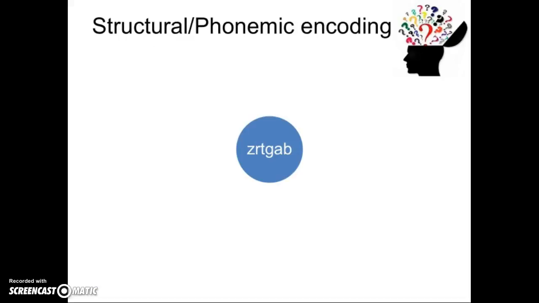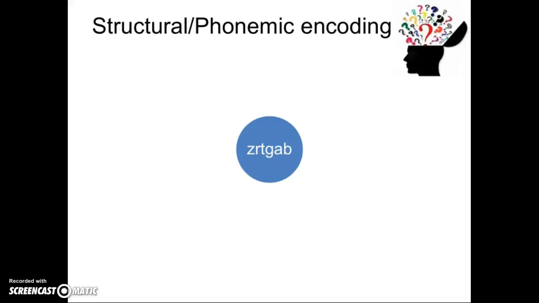So let's say this is a really important term that you need to learn in this psychology class. To structurally encode that term, I would focus on the letters and how it was spelled. Z, R, T, G, A, B. I could write those down in my notes. I could write them over and over again and rehearse them until I knew how to spell this word properly.